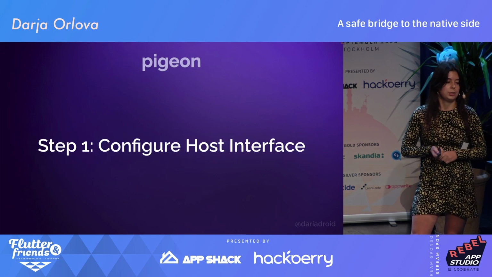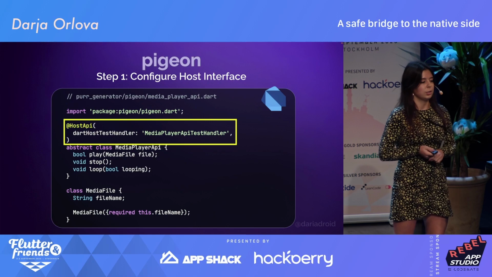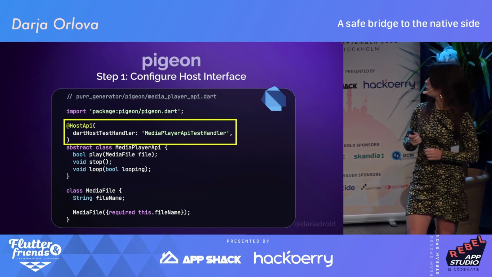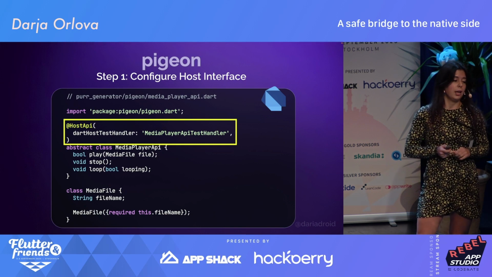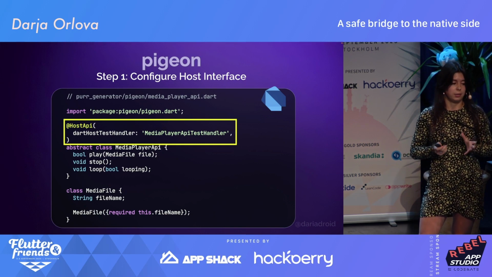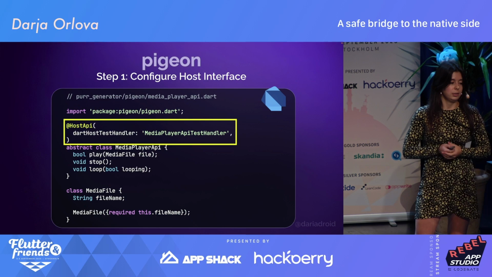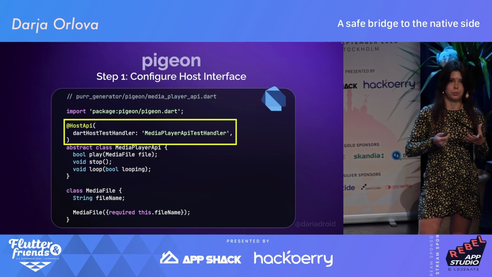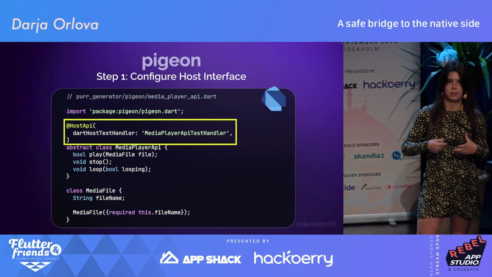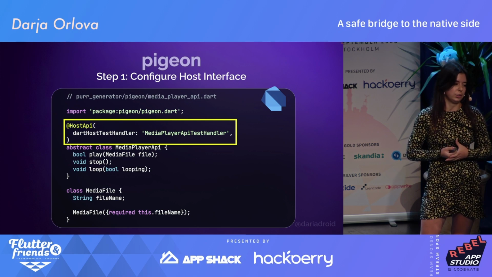Step 1, we need to configure the host interface. Pigeon works with annotations, and we create a file in Dart, and we describe an interface which we will be using from the Dart side, and based on this interface, Pigeon will generate code for the native side too.